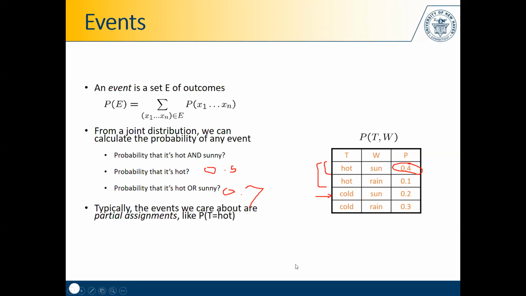Typically, the events we care about are partial assignments. We don't often talk about the probability of both the temperature being hot and the weather being sunny. We just talk about partial assignments. This is a common type of formulation and problem that we'll have to deal with in AI and machine learning.